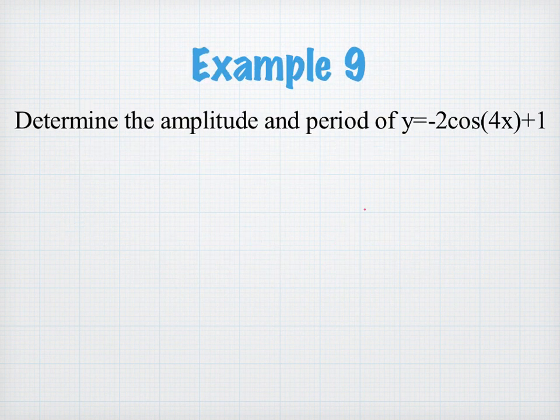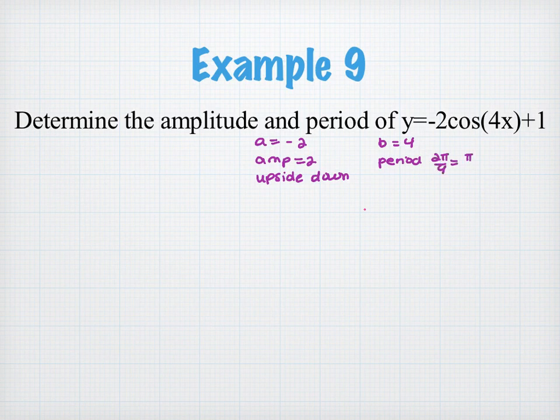Okay, so this one says determine the amplitude and the period of y equals -2 cosine of 4x plus 1. But we're actually going to continue and actually graph it. So now A is -2, which means the amplitude is 2, but we're going to flip it upside down at the end. The B is 4, so the period is 2 pi over 4, or pi over 2. No phase shift, but there is a vertical shift this time, and it's up 1.